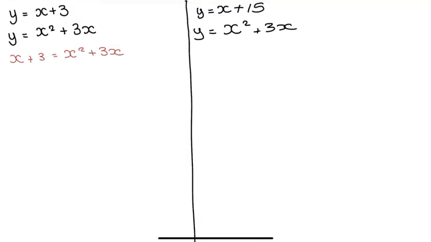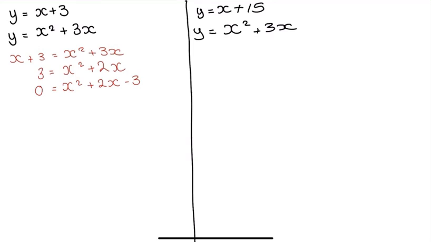Now let's have a look at solving it. In order to solve this, because we've got a quadratic involved, we need to set it equal to 0. So let's have a go at doing this. First of all, let's get the x's onto one side. So I'm going to take x away from both sides. So I'm going to have x squared plus 2x. So I've just got rid of this x here. Next, I'm going to get rid of that 3. So I'm going to take that away from both sides. So I'm going to get left with x squared plus 2x minus 3.